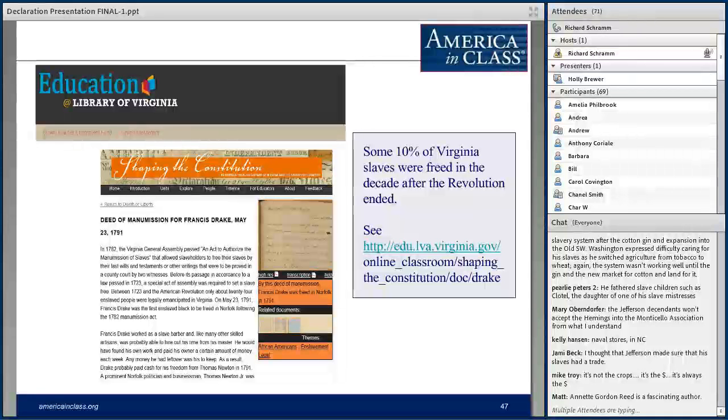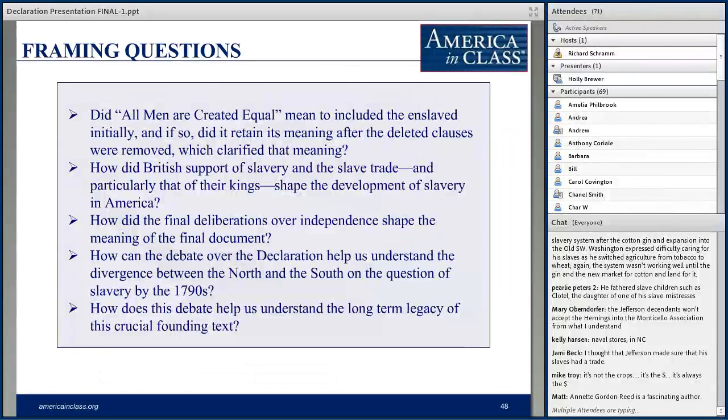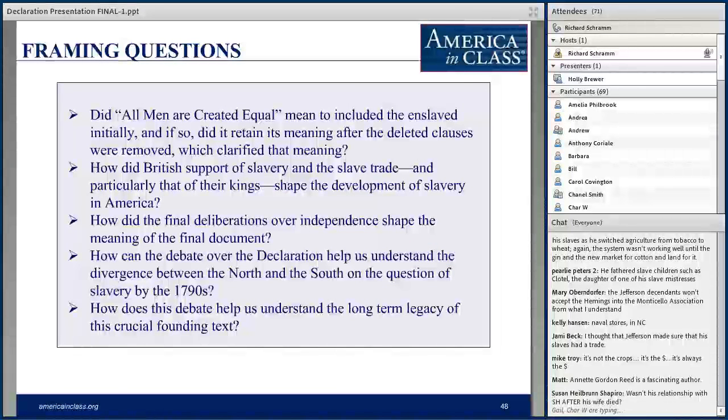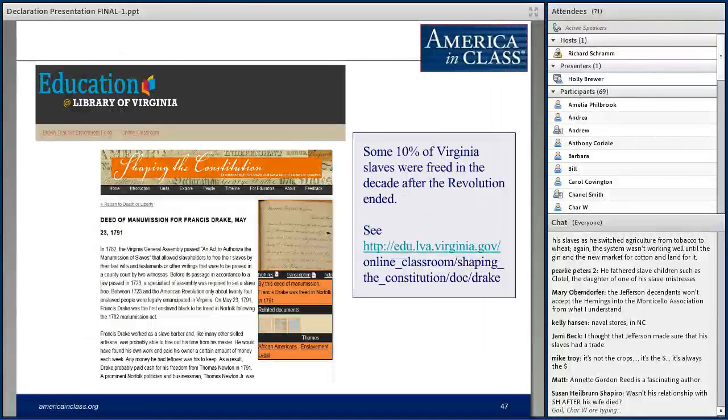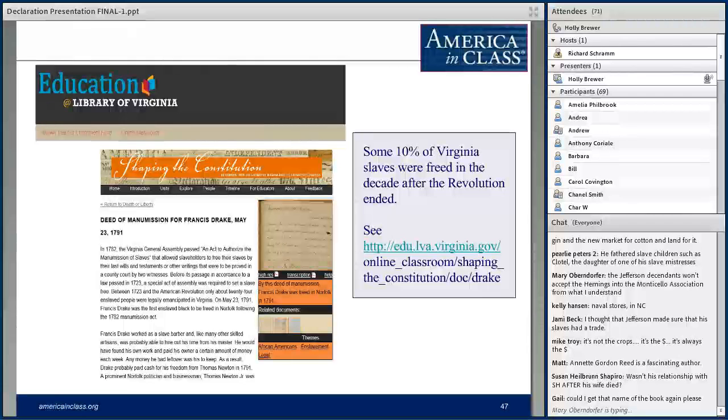Well, I was just going to say, shall we wrap up? Did you explain to folks what that other slide was? The previous slide about that resource, that one there. Oh, this one is a website put together by the Library of Virginia, which showed some of those who were manumitted in Virginia after the Revolution.